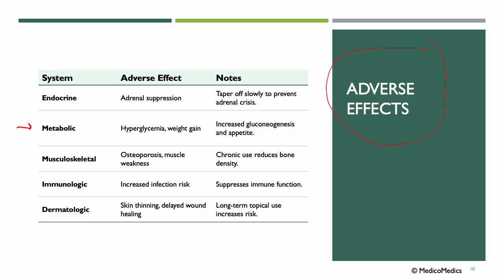Metabolically, corticosteroids promote gluconeogenesis and increase appetite, resulting in hyperglycemia and weight gain, for example. And this can complicate diabetes and metabolic syndrome. In the musculoskeletal system, long-term use of corticosteroids decreases calcium absorption and impairs bone formation. So it can contribute to osteoporosis and muscle weakness, for example.